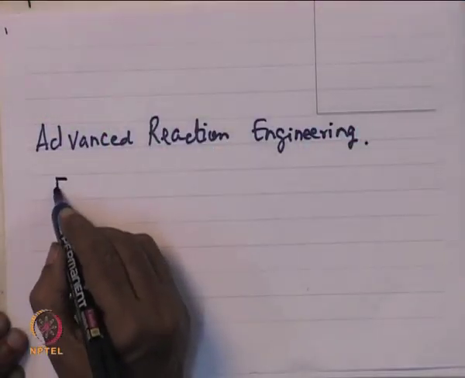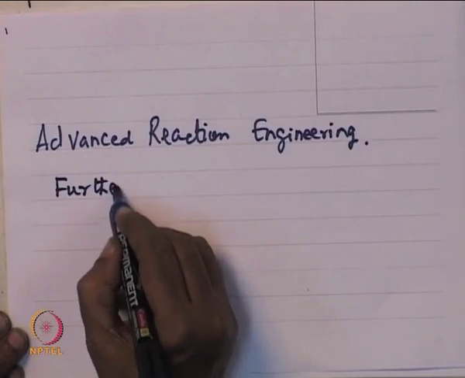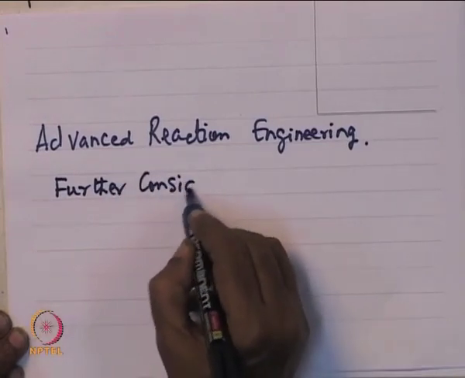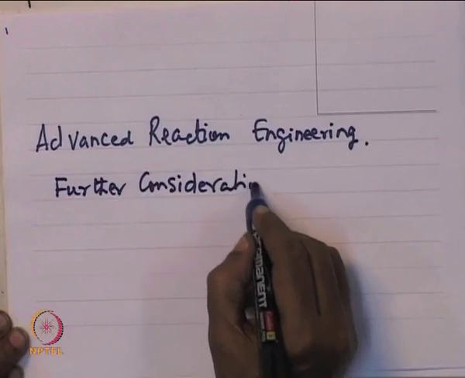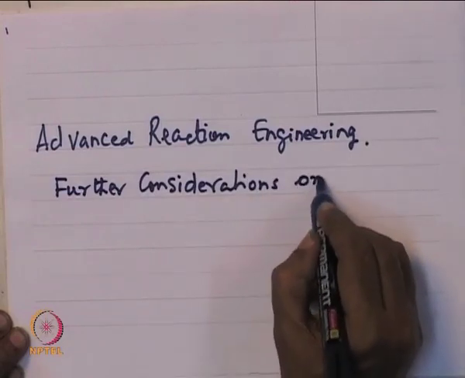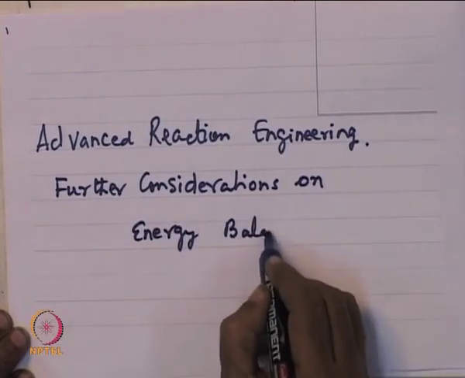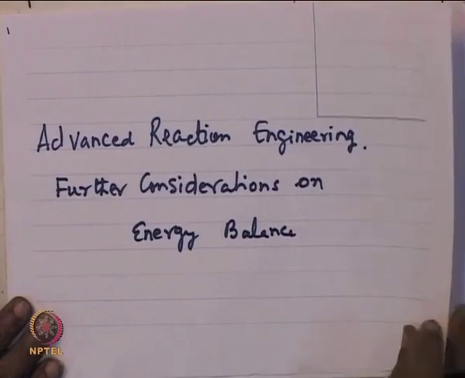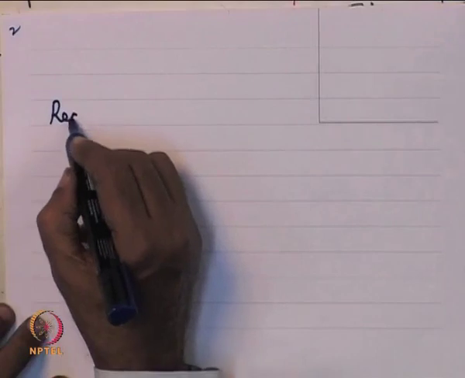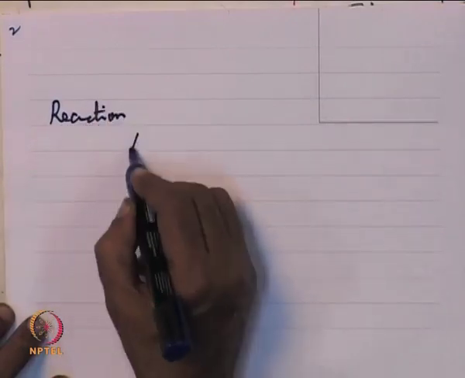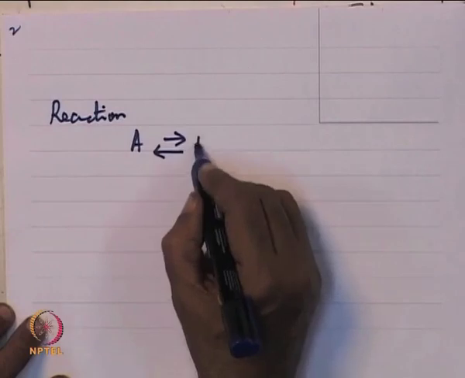So, we continue with advanced reaction engineering. Now, we look at further considerations on energy balance. Now, the point of looking at this is the following. Let us say we have a reaction which is instantaneous. What is meant by instantaneous?